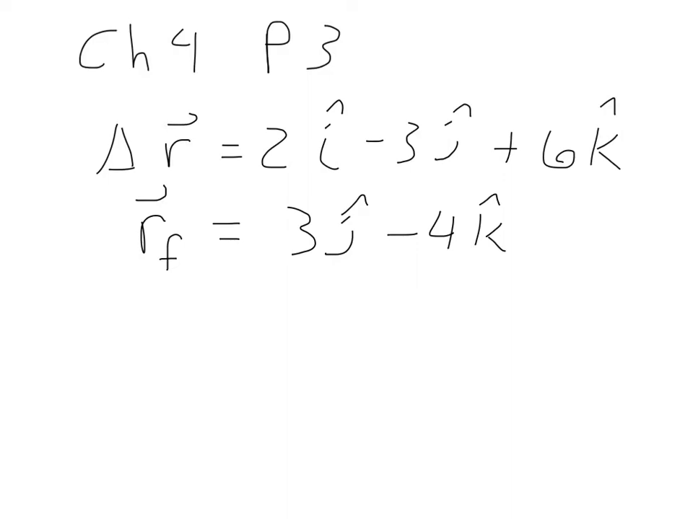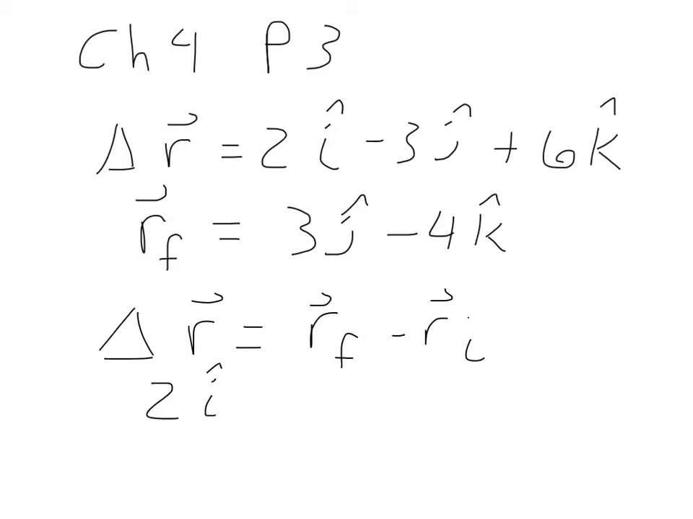We have to remind ourselves that delta r, the displacement vector, is equal to the final position vector minus the initial position vector. And we can handle this in 3 dimensions. We know that the displacement along the x component is 2, so we have 2 i hat, and that will be equal to the final position.